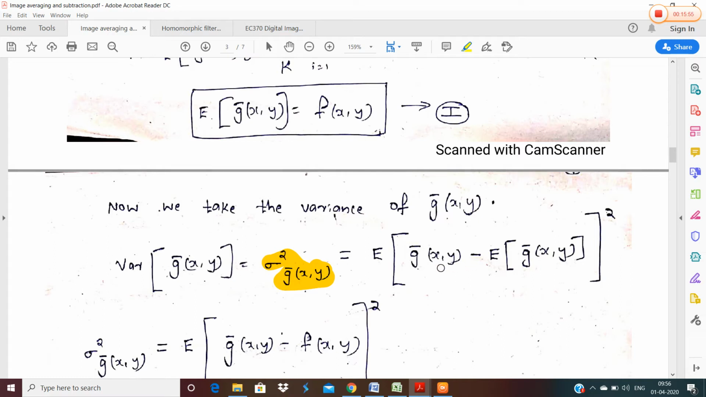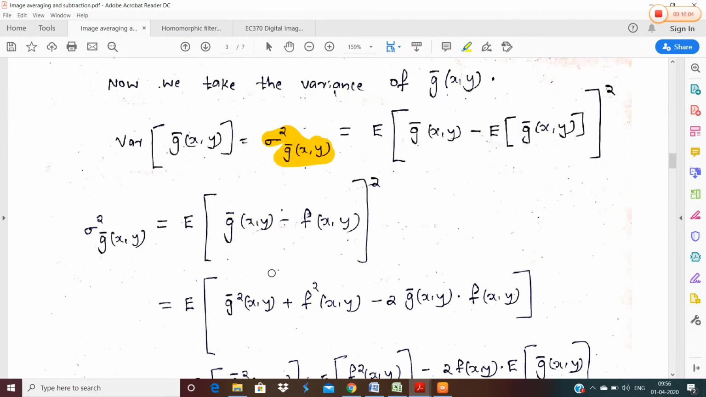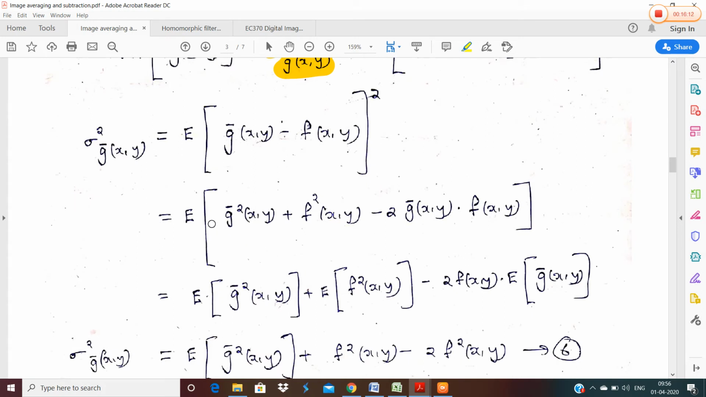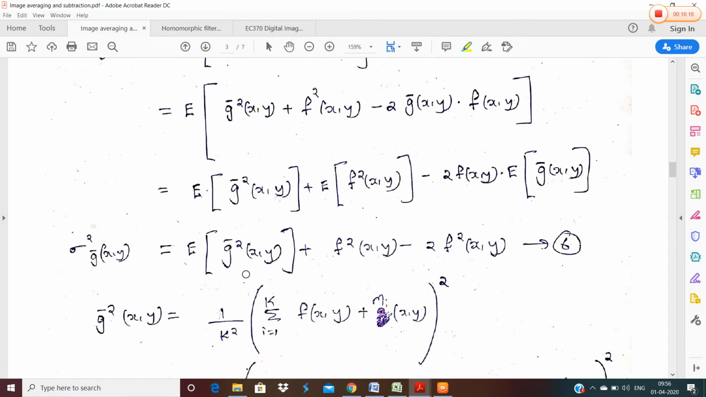How do you find the variance? This is the equation to find the variance of g bar: g bar minus the expected value of g bar, the whole square. Next we will expand this square. These are the four different terms when you take the square. Again, you split the different terms like this.